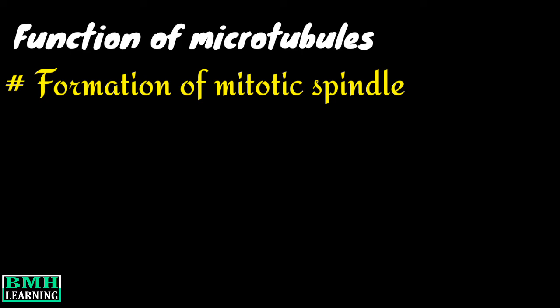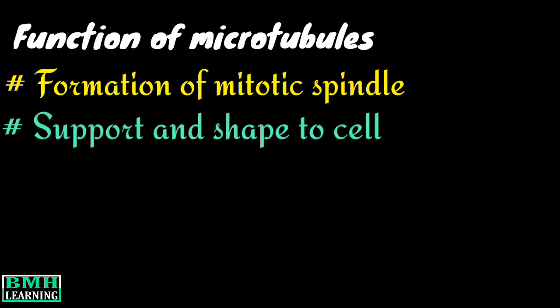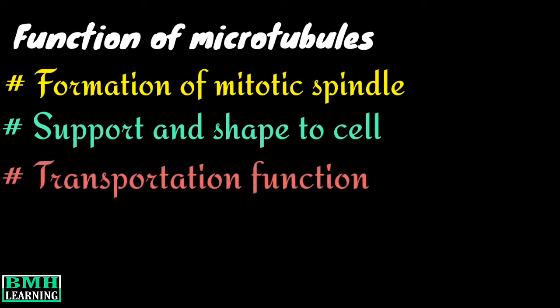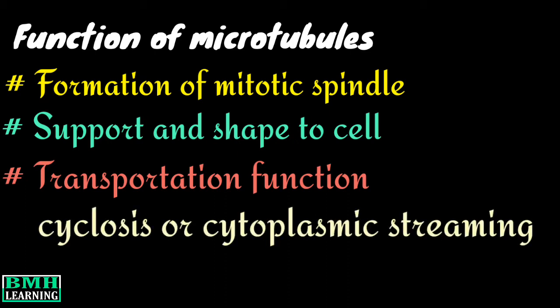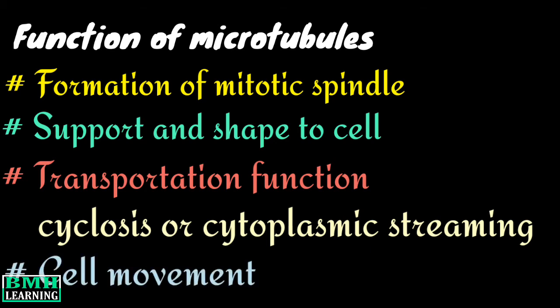The next function is they provide support and give shape to the cell. Then, they also serve a transportation function because they are the routes through which the organelles move through the cell. This feature is called cyclosis or cytoplasmic streaming. The next function is they help in cell movement because they make up the cilia and flagella.